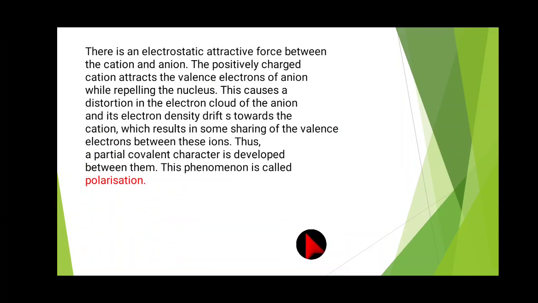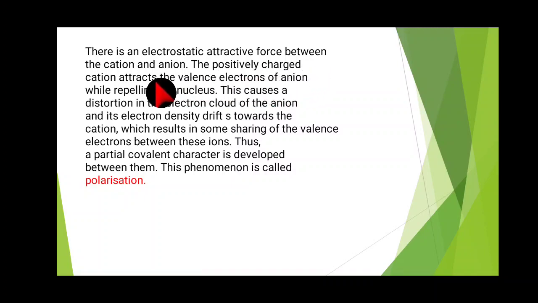Next, we see the partial covalent character in ionic bonds. Here we can find what polarization, polarizing ability and polarizability are. There is an electrostatic force. So what is polarization? There is an electrostatic attractive force between the cation and anion in an electrovalent compound, an ionic compound.